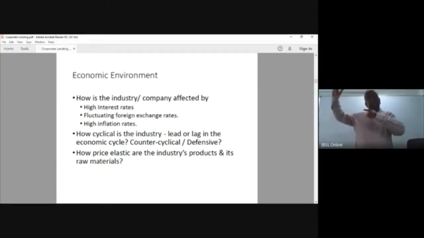If you take other countries, say Vietnam, if the inflation rate is low, their cost of production will be lower than ours. So in the global market, they will be very competitive. So you have to think about these three factors: the interest rate, fluctuating foreign exchange rate, and high inflation rates are detrimental. You have to think about it when you are doing the economic environment analysis.